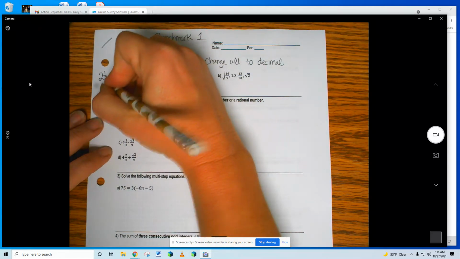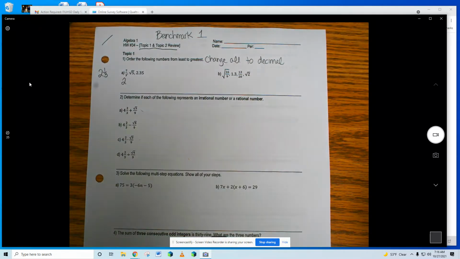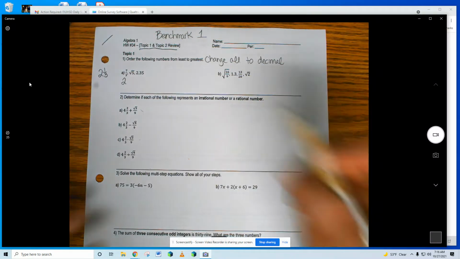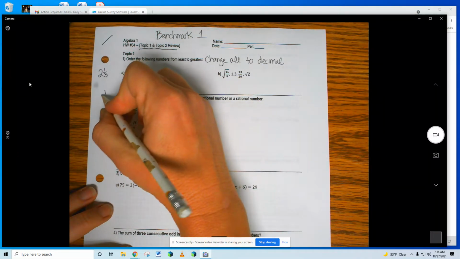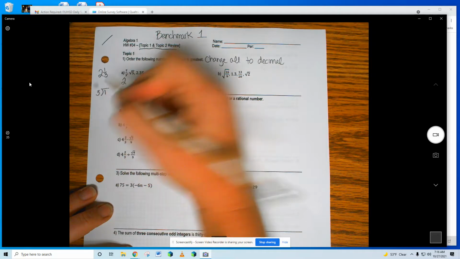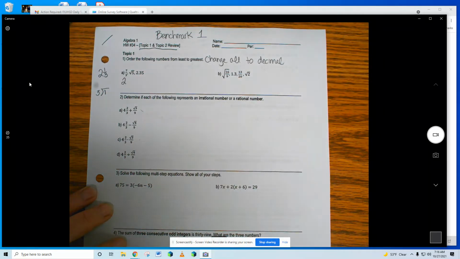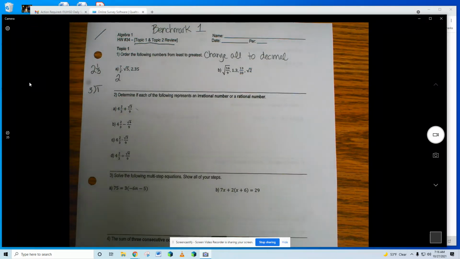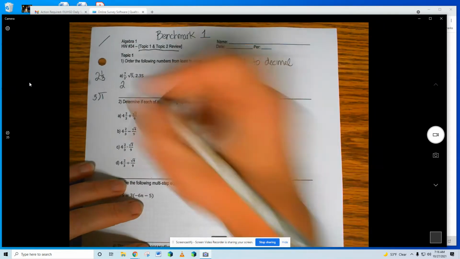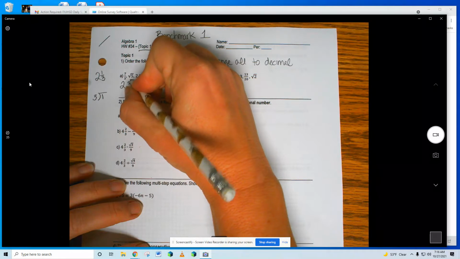How funny, I did this with a girl I tutored yesterday. 2 1/3. What's 1/3? If you don't know, you sit and divide it like this on the side of your paper. 1/3 is 0.3 repeated. So here's 2.3 repeated.